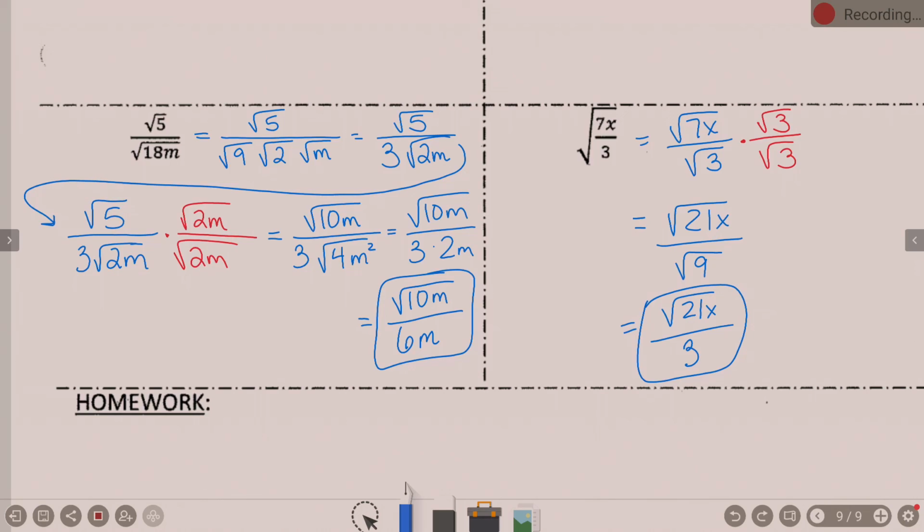And again, I'm not dividing the 21 by 3 because 21's under a radical, 3's not.